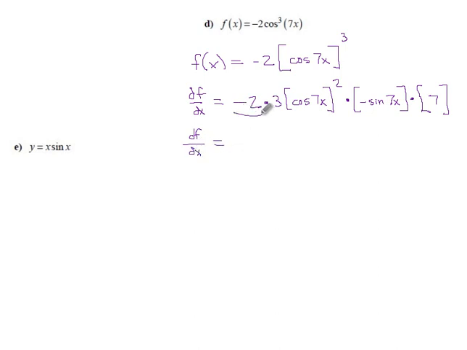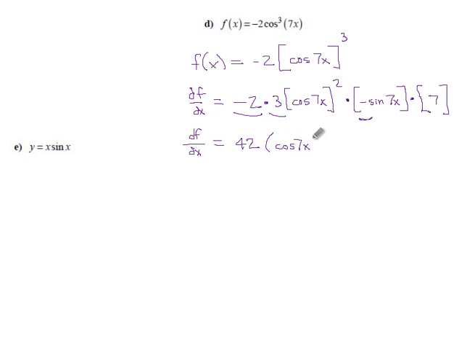let's see here. We have a -2 and a 3. That's -6. We have a negative sign in there. That makes +6. And then we have a 7 here. So overall, our coefficient is 42. Then we have a sine 7x and cosine 7x all squared. I don't know what order to put those in. I'll put the squared one first.